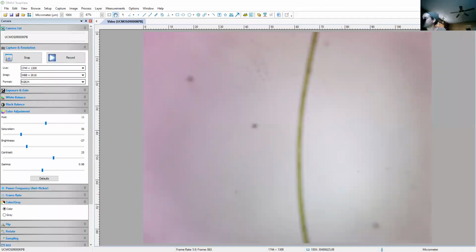This particular algae is called Spirogyra. It gets its name from the spiral-shaped chloroplasts that line the inside of the cell. So I'm gonna go ahead and share my screen with you.